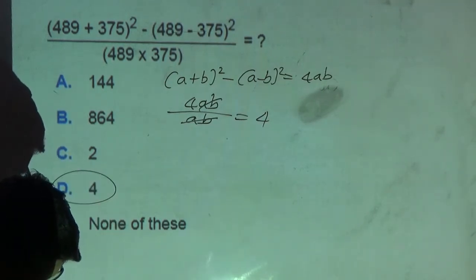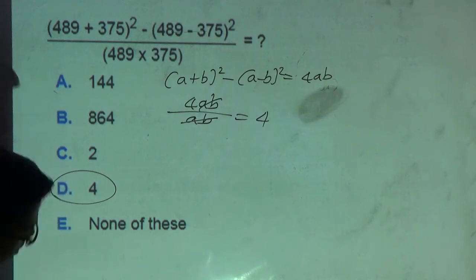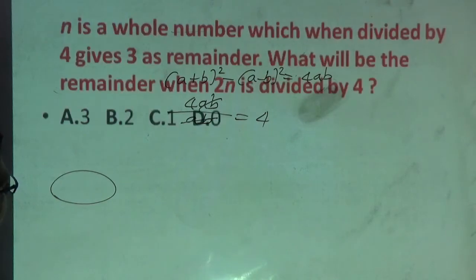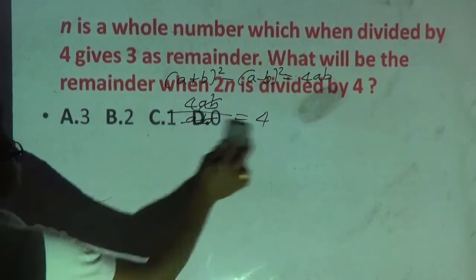Since you are beginners, I want to write everything on the board. Okay, because you are beginners, you can't understand if I don't write on the board. Okay, so the answer for this question is 4. Now, next question I will go.